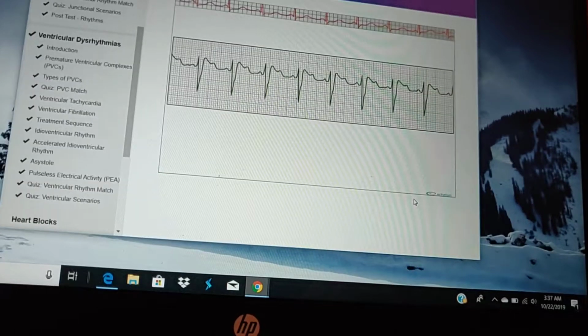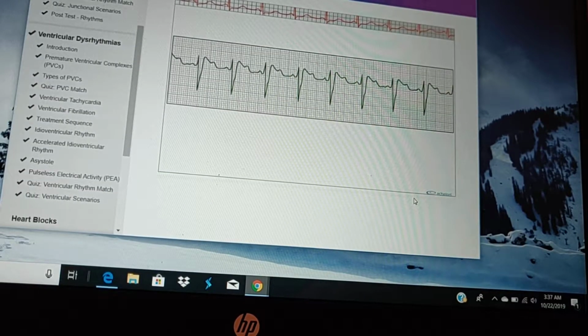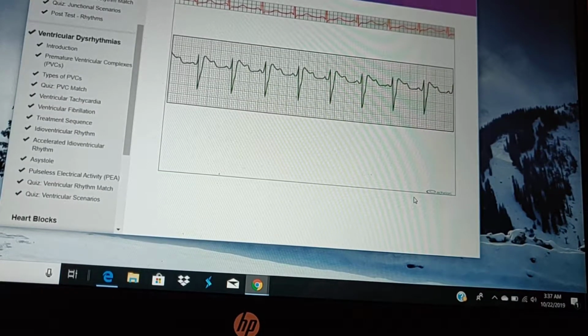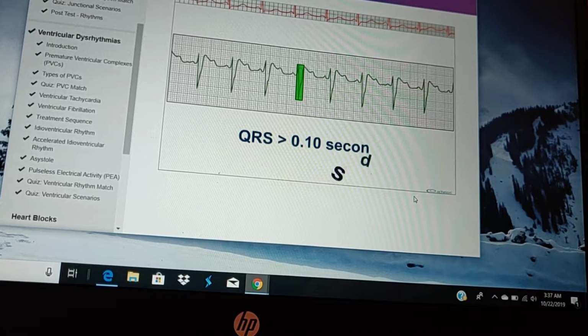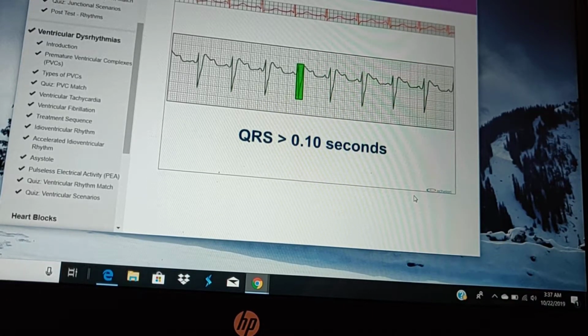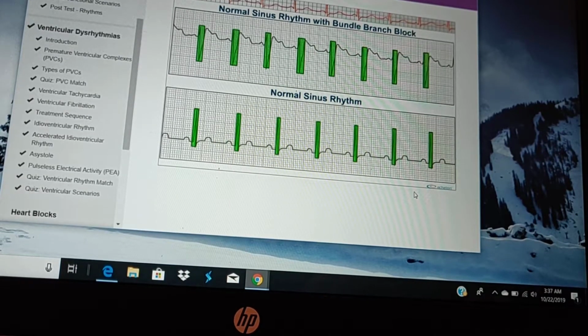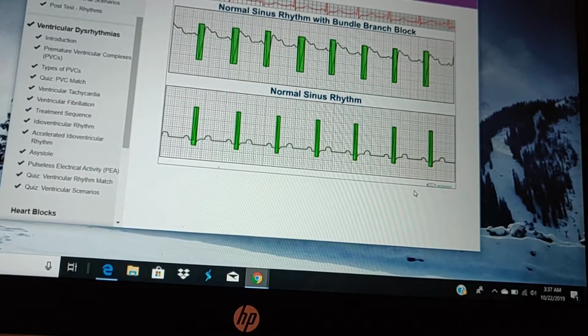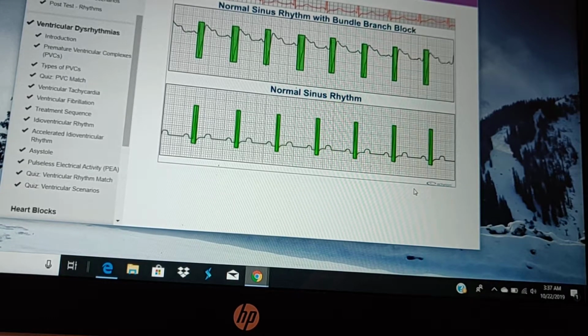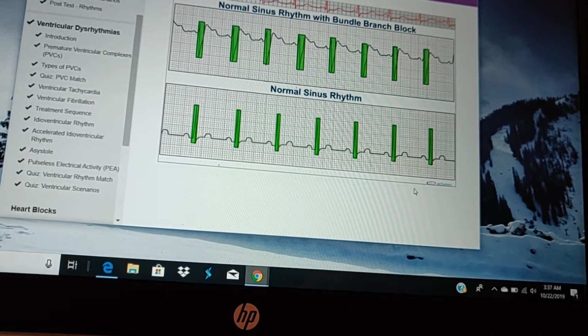This causes ventricular depolarization to take longer than normal. Therefore, the QRS is wider than it should be, and it is greater than 0.10 seconds. In bundle branch block, each QRS is equal to or greater than 0.10 seconds, while everything else is normal.